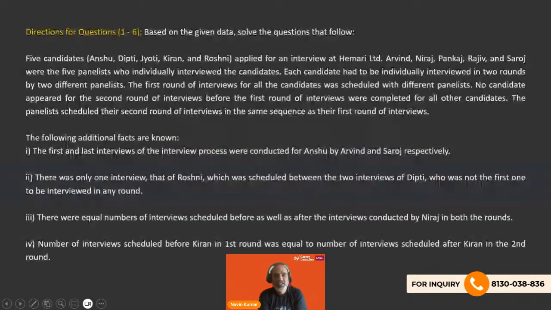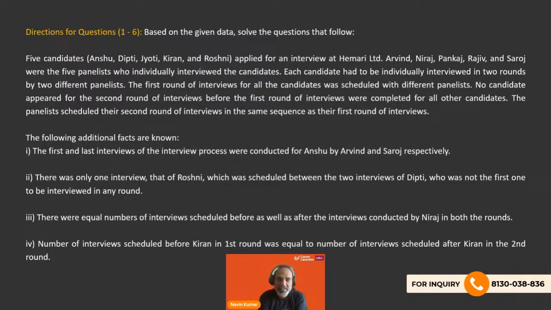So let's start. 5 candidates, A, D, J, K, and R, applied for an interview at Himare Limited. Arvind, Neeraj, Pankaj, Rajiv, and Saroj were the 5 panelists who individually interviewed the candidates. Each candidate had to be individually interviewed in 2 rounds by 2 different panelists. The first round of interviews for all the candidates was scheduled with different panelists. No candidate appeared for the second round of interview before the first round of interviews were completed for all other candidates. The panelists scheduled their second round of interviews in the same sequence as their first round of interviews.